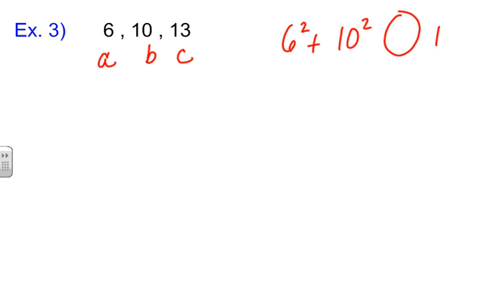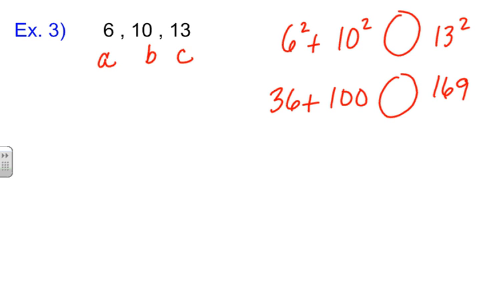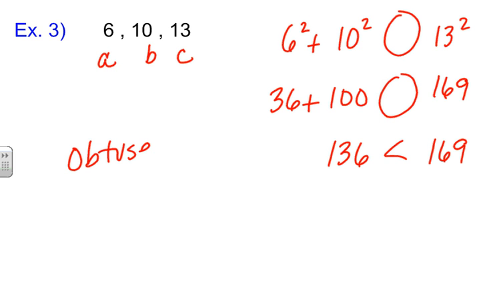A couple more tries at this. Here I have 6, 10, and 13, A, B, and C. 6 squared plus 10 squared, and how does that relate to 13 squared? Well, 6 times 6 is 36, 10 times 10 is 100, and 13 times 13 is 169. Here I have 136 on one side and 169 on the other. I know that 136 is smaller, so it's saying that the hypotenuse is larger than the legs put together. That tells me that I have an obtuse triangle.